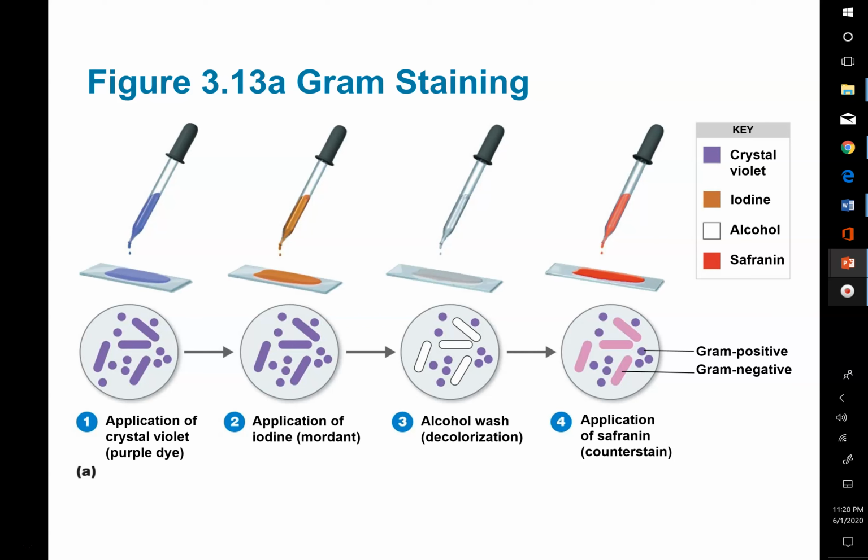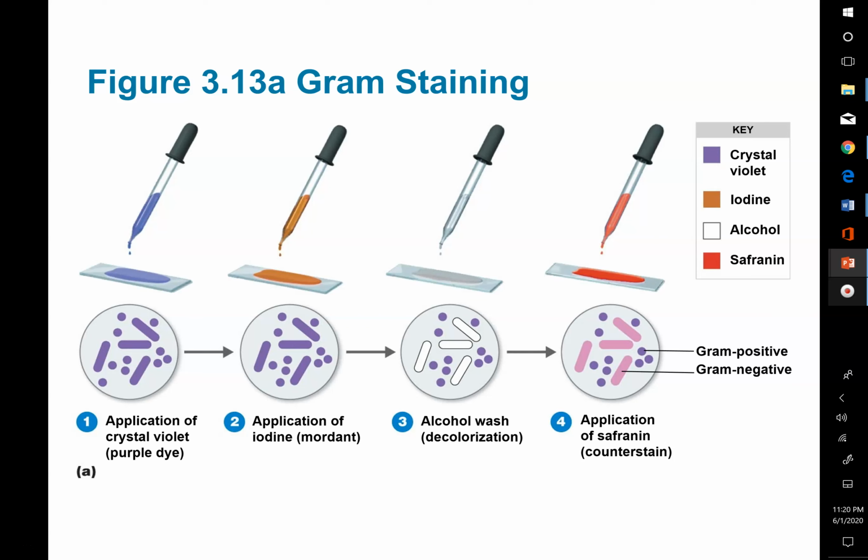But the critical step is the decolorizer, which is an alcohol. Once you apply alcohol to the bacterial cell wall, this is where differences happen depending on whether they're gram-positive or gram-negative. In gram-positive bacterial cell walls, the peptidoglycan gets dehydrated and it actually further traps in the crystal violet iodine complexes. However, in gram-negative bacteria, the alcohol dissolves the outer membrane of lipids, and because the peptidoglycan layer is so thin, it does not trap in the crystal violet iodine.